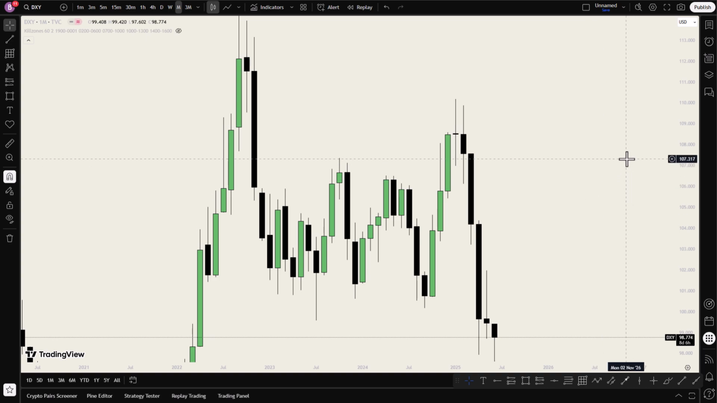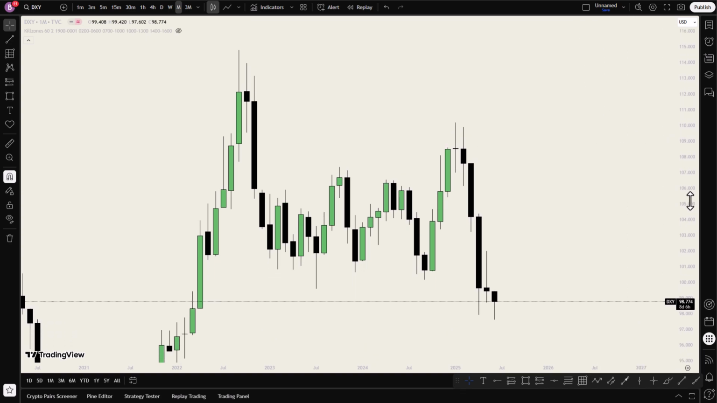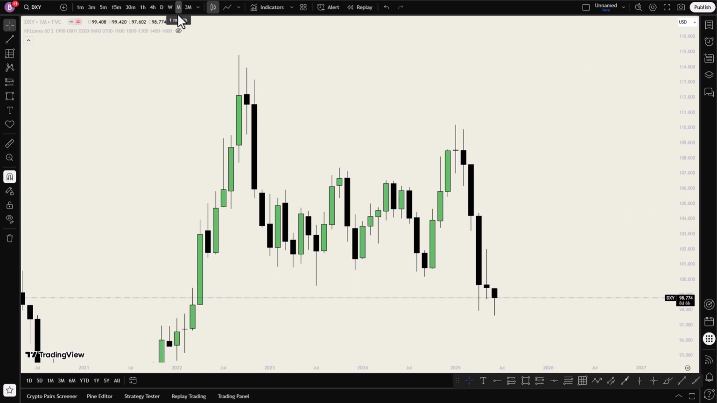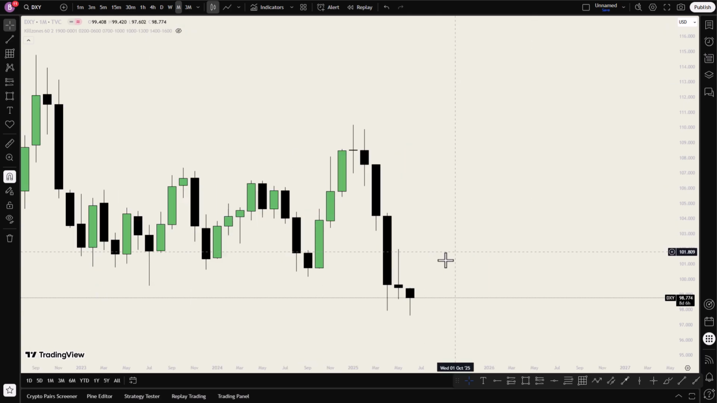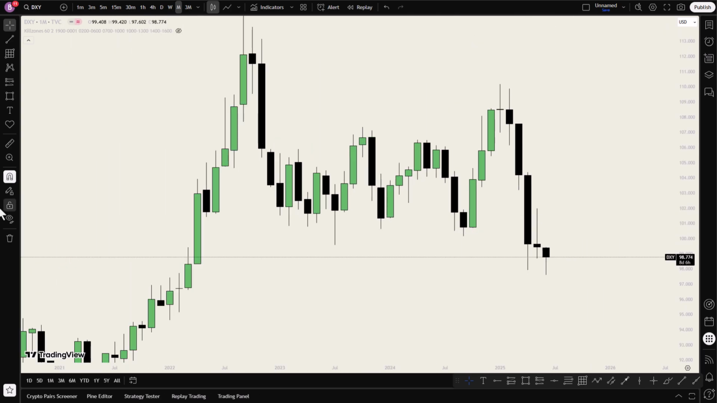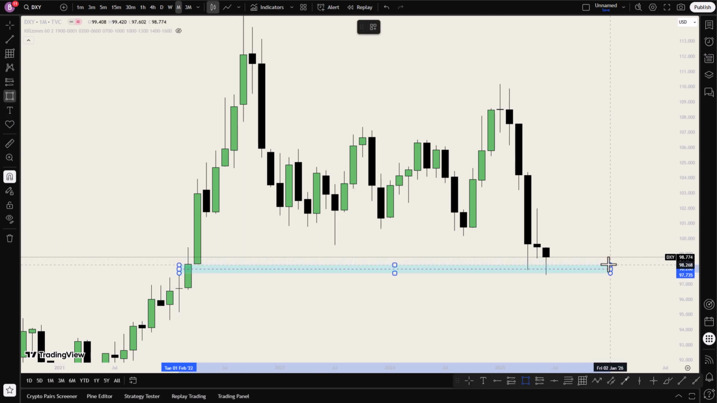So here we are on the dollar index, and we are on the monthly time frame, being the higher time frame where we determine our bias. So in the monthly time frame, what do we have? Let's see. Here we have price reacting from this imbalance at this level. We see price reacting at this imbalance.